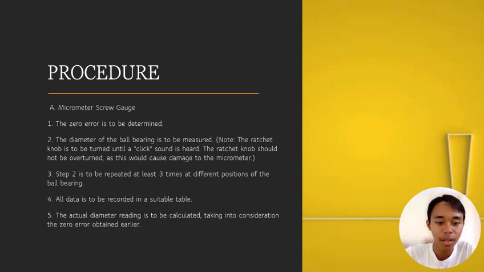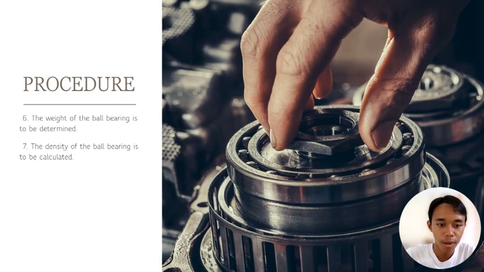Number three, step two is to be repeated at least 3 times at different positions of the ball bearing. Number four, all data is to be recorded in a suitable table. And lastly, the actual diameter reading is to be calculated, taking into consideration the zero error obtained earlier. Number six, the weight of the ball bearing is to be determined. Number seven, the density of the ball bearing is to be calculated.